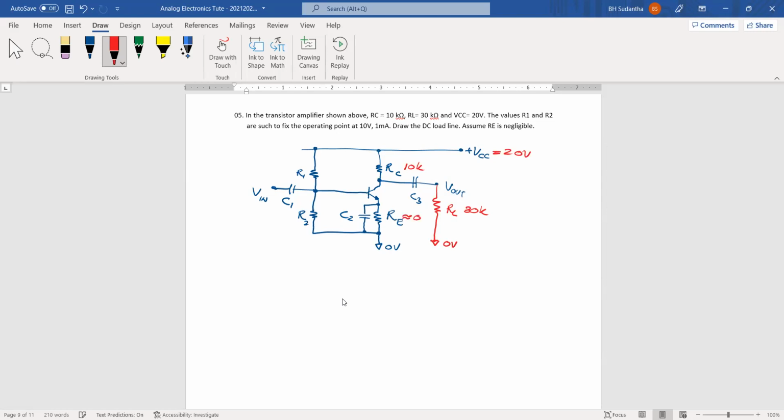We can take this one as zero. You know VCE. Okay. You know VCE. And this is zero. You know VCE. With that, you can find this IC. You know IC. Then IC, RC. And this VCE. These values we know.